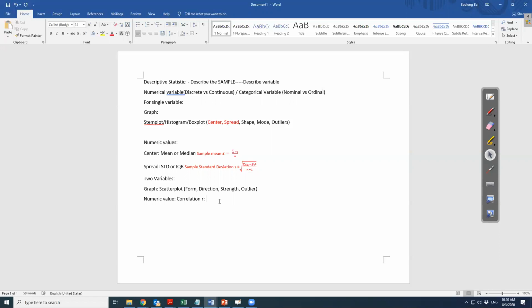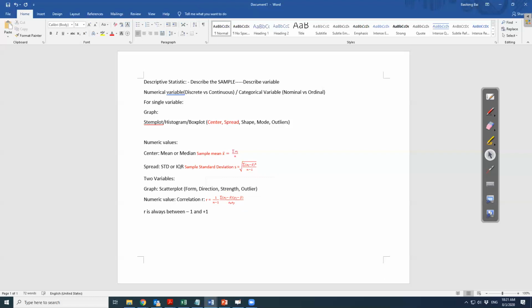So to quantify that relationship, we use correlation r, okay? And correlation r can be calculated from a sample. There's a formula here, right? If you calculate correlation from the equation here, then correlation has a few features. First, correlation is always between -1 and +1.